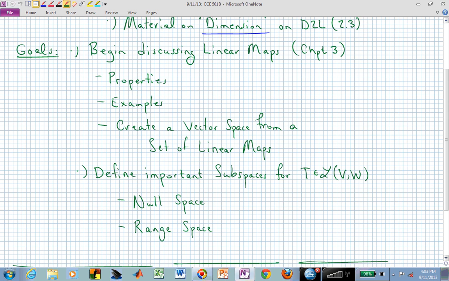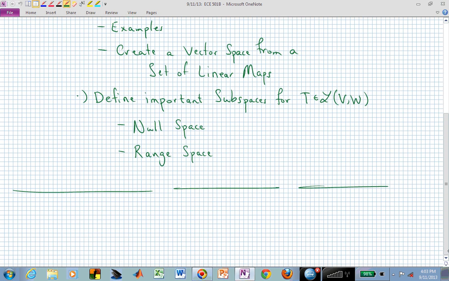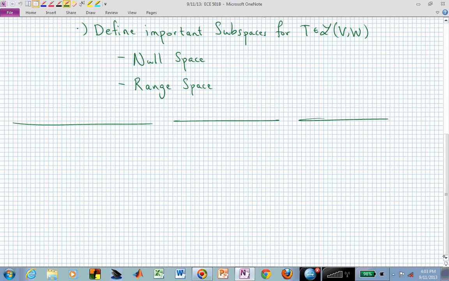Then we'll get into some concepts you've maybe seen in the matrix setting. We'll discuss those in the generic setting of linear maps, and those are null space and range space, some important subspaces to keep track of. Let's then start by talking about what we're dealing with in terms of chapter 3.